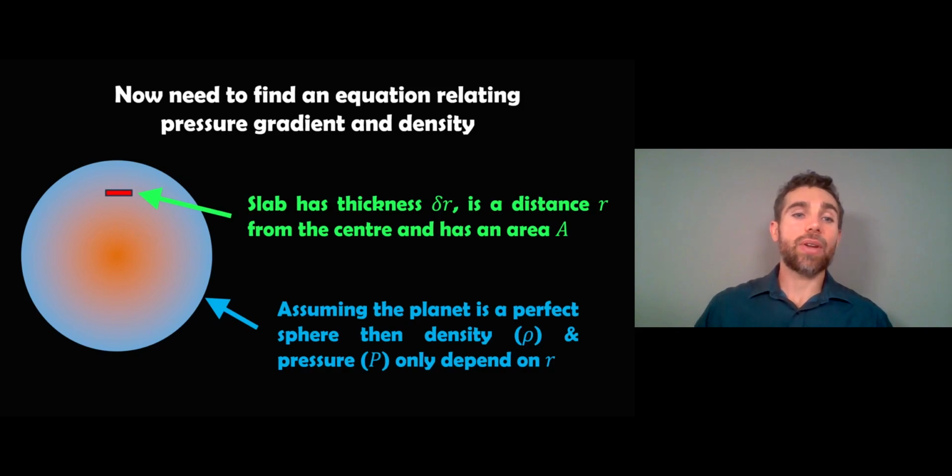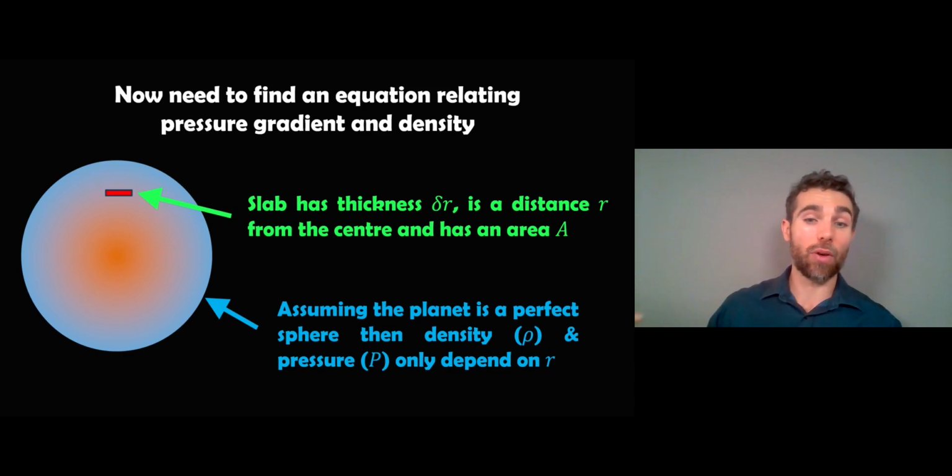So we now need to get an equation for the pressure gradient. Well, also it's going to relate our pressure gradient and the density of the planet. So again, this slab has a thickness of delta R. It's at some distance R from the center, and it has an area of A. Now we're going to assume that the planet is a perfect sphere.